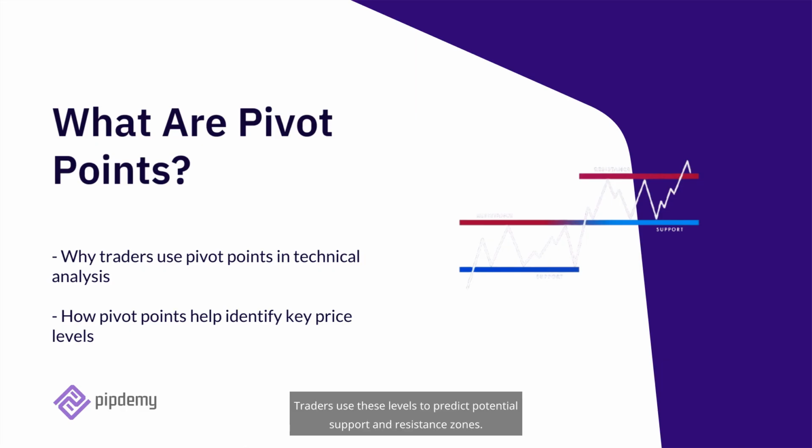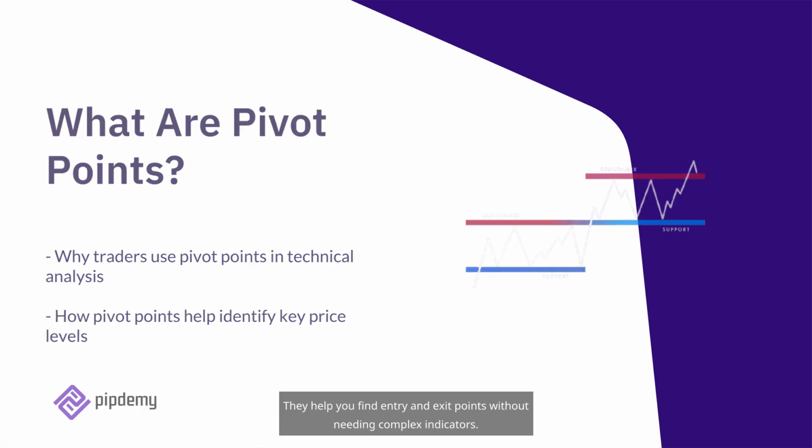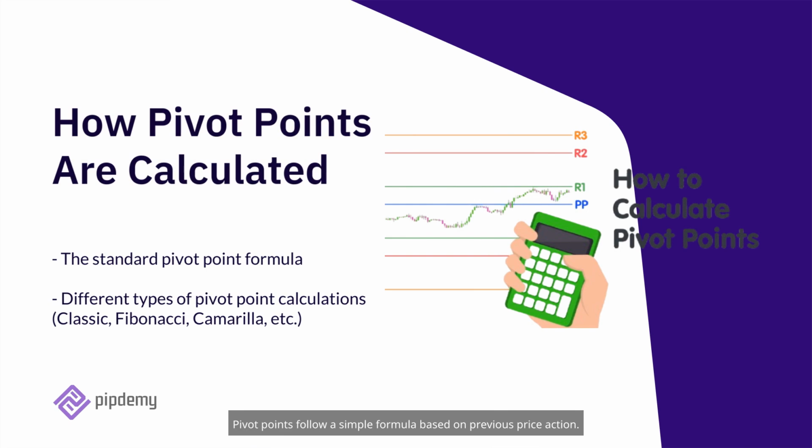Traders use these levels to predict potential support and resistance zones. They help you find entry and exit points without needing complex indicators. Pivot points follow a simple formula based on previous price action.